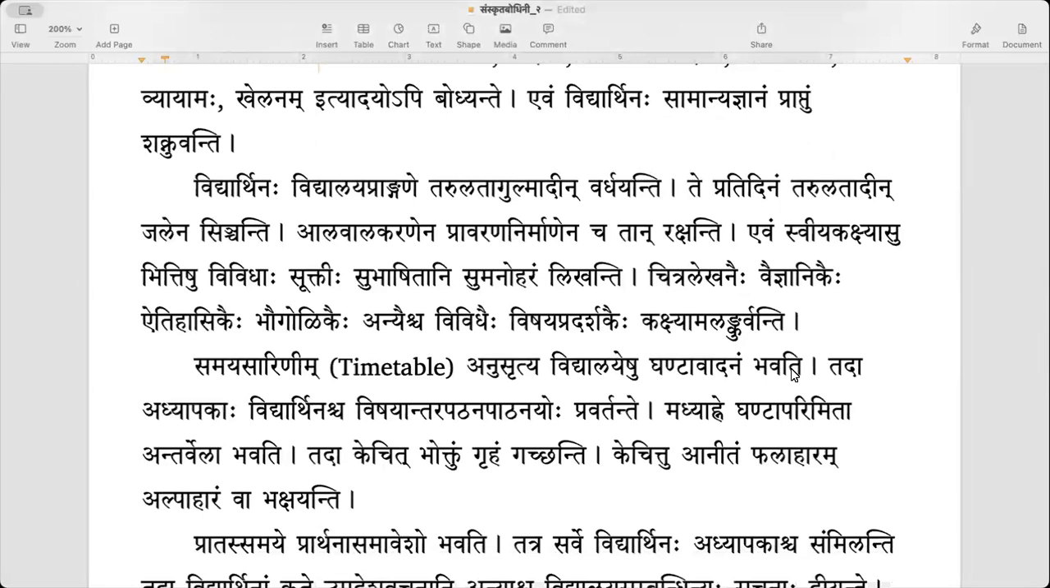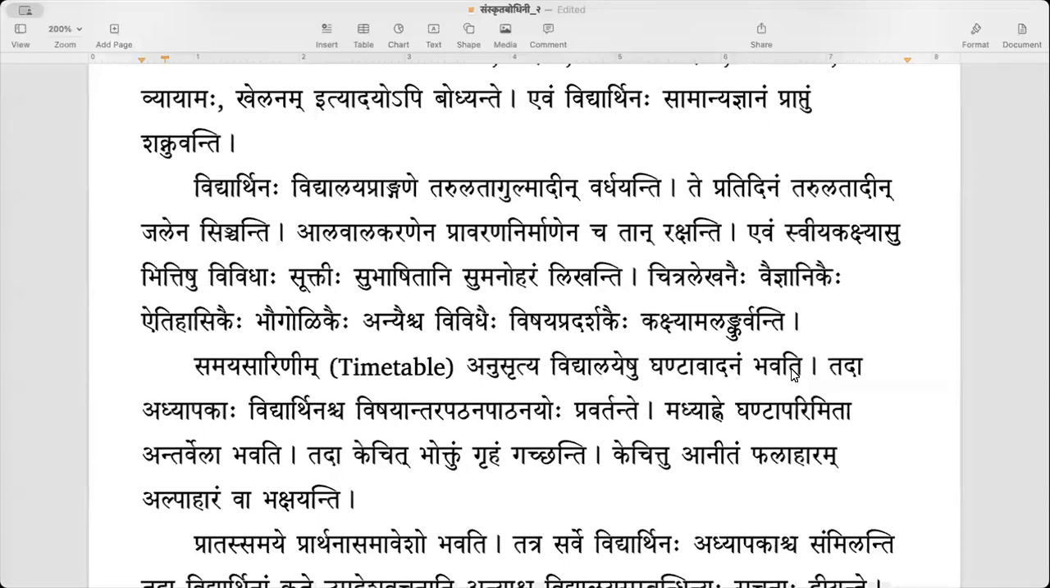Vidyatinah vidyalaya prangane taru lata gulmadin vardayanti. So students also grow things. Prangane is within the compound, the school compound. Students grow trees, creepers, plants. Gulmam are the bushes, shrubs. So taru is tree, lata is creeper, and gulmadin are shrubs. Okay.